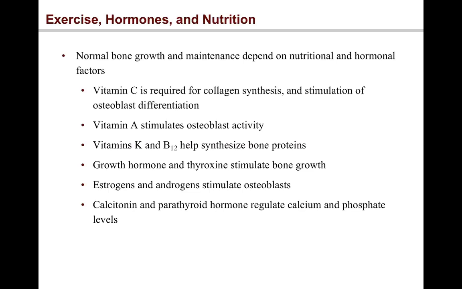There are certain hormones which are important for bone growth. Thyroxine, which is the thyroid hormone produced by the thyroid gland, helps in bone maturation and bone growth. Estrogen and testosterone, which are produced by the gonads, are gonadal hormones and are very important to stimulate osteoblasts. And then there are calcitonin and parathyroid hormone. If you remember, we learned about these in the first chapter. They also help in the regulation of calcium and phosphate levels.